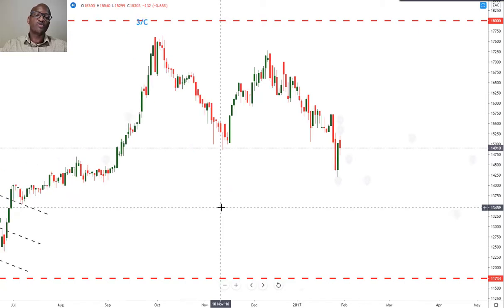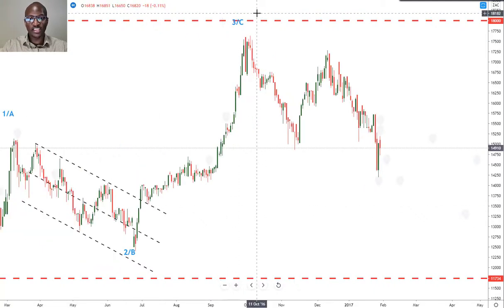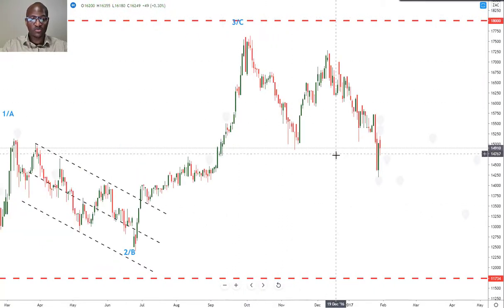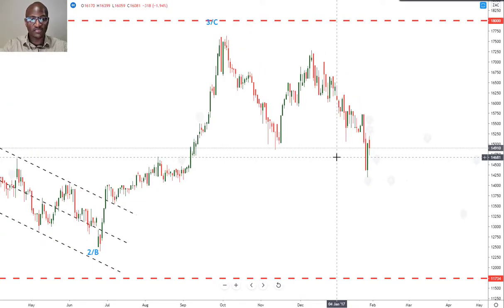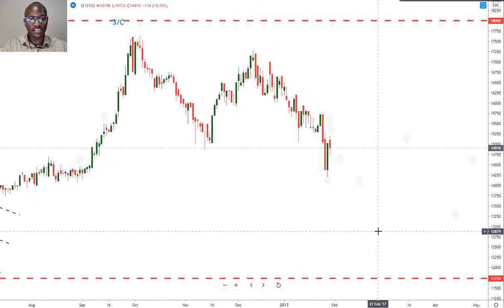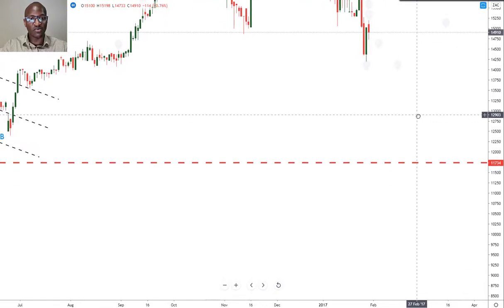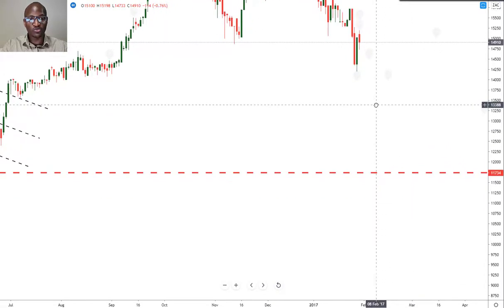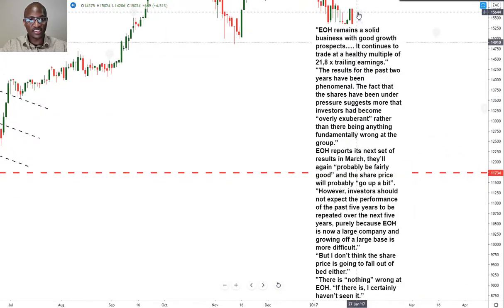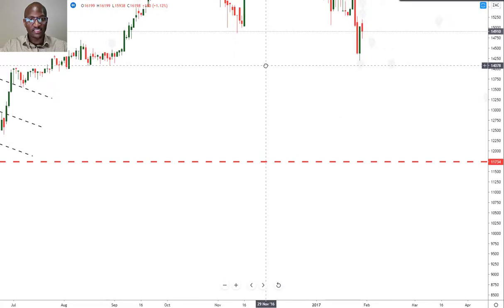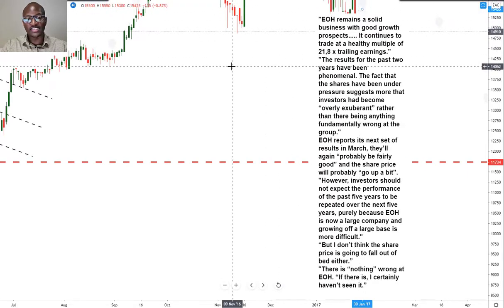So already now, the sentiment is starting to change. We failed to take out this previous high. We're seeing the market pull back aggressively, and the news headlines start to paint a different picture now. But at this juncture, I just want to take time to read this interview that a leading asset manager had with one of the financial journalists.